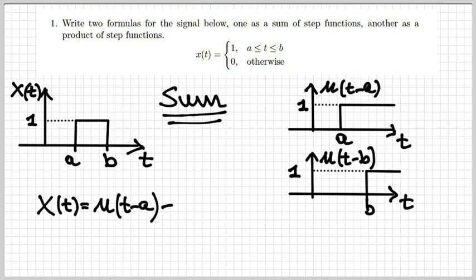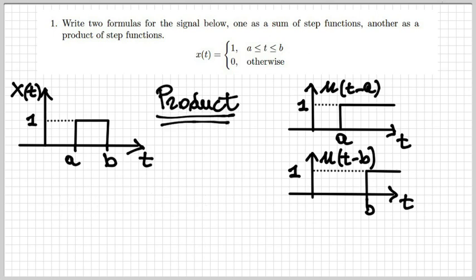So if we write this in formulas, x of t will be given by u of t minus a minus u of t minus b. So 1 between a and b and 0 elsewhere. So let's try to do the same thing, but as a product of step functions now.